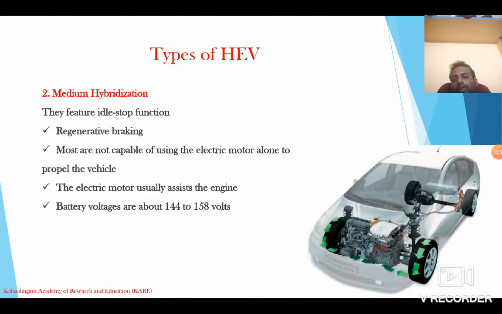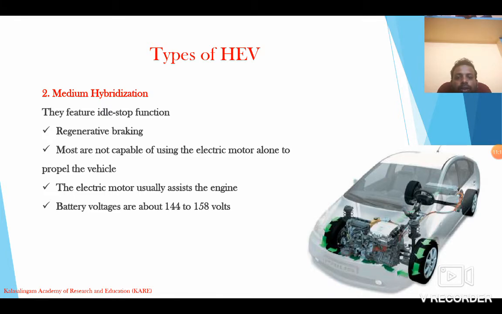Medium hybridization also has regenerative braking. Regenerative braking is a mechanism to recharge the battery during braking conditions. And here we can use a 144 to 158 volt battery. It is of much higher capacity compared to a micro hybrid, right?